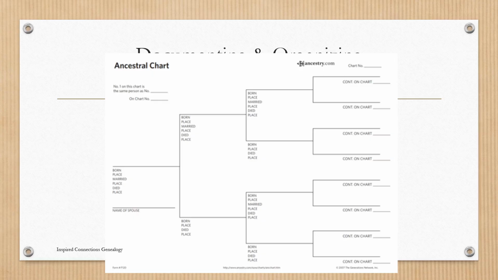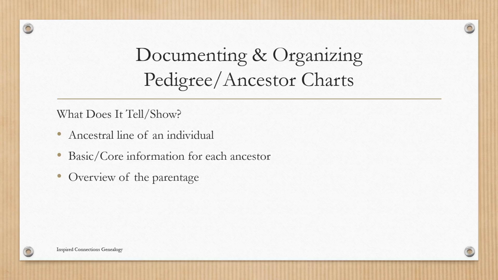And that's how you build out a pedigree chart. Now, why do you want to do this? Why do you want to build a pedigree chart? What does it show you? Well, it shows you that ancestral line of the individual, and it helps to make the connections between the people. You know, if you just have a big pile of names, it's kind of hard to keep track of how they're related. So these pedigree charts help to tie them together. And it gives that basic or core information for each person on the chart with that overview perspective of their connection.